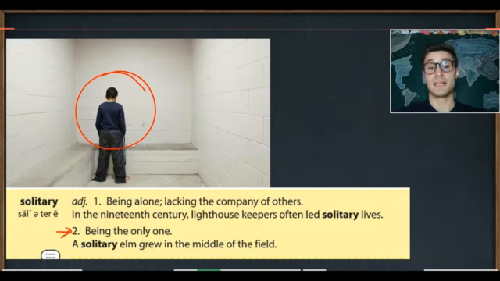The second meaning means being the only one. A solitary elm grew in the middle of the field. It's a tree. A solitary tree is a tree which grows alone. There are no other trees around it. A solitary animal is an animal that lives alone. I can think of a snake as a solitary animal. They don't live in big groups. They like to live alone, solitary.